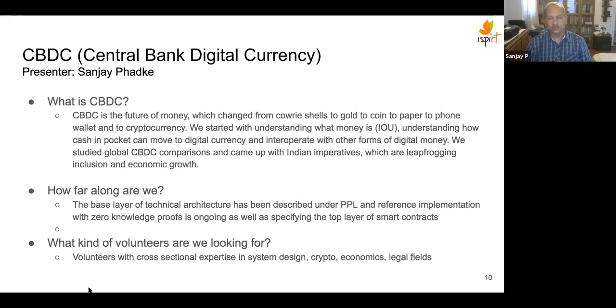So we are actually looking for, in this particular case, volunteers with varied backgrounds and not necessarily just tech. Frankly, we are looking for people with a lot more system design, crypto, obviously, but plus economics and legal fields as well, because this is an interdisciplinary area which includes all of this and brings those together, apart from tech.